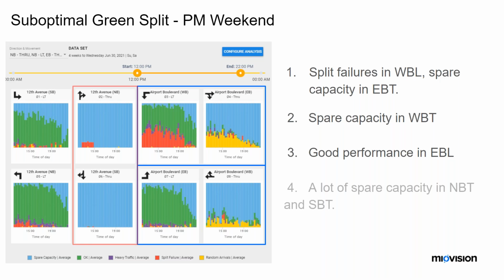And then lastly, there's still a concerning amount of spare capacity in that northbound through and southbound through movement. So you can see there, it looks like hardly any vehicles are using that movement. In my mind, that doesn't make sense, so it's definitely something we're going to look into.